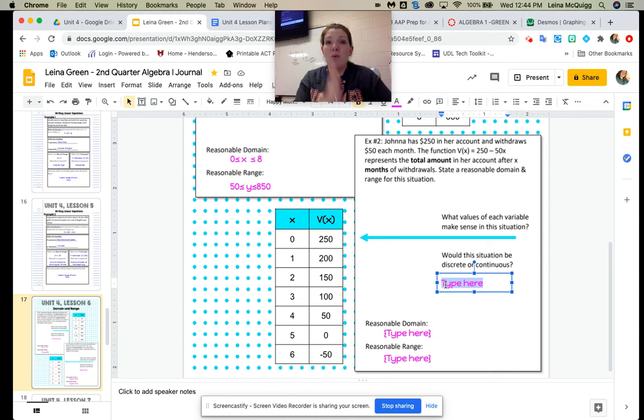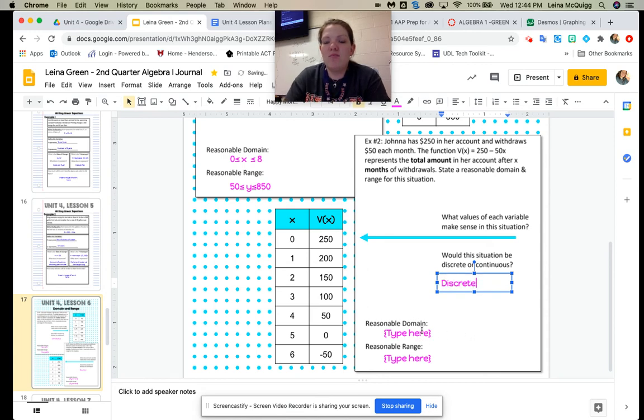So these are going to be points. The first month she's got this amount. The next month she's got this amount. Then she's got this amount. She's not taking out little tiny amounts each day in between. She's just doing it once a month. So since she's only doing it one time each month, these are just set amounts. We don't have anything in between. So since we don't have anything in between, this is discrete.